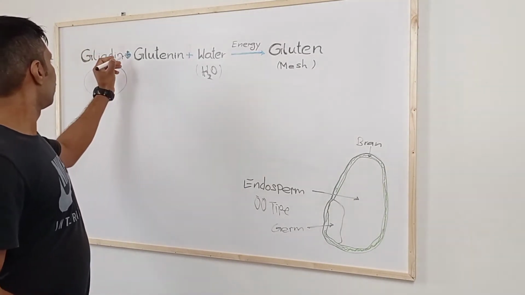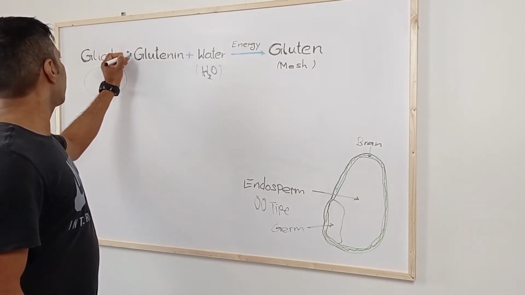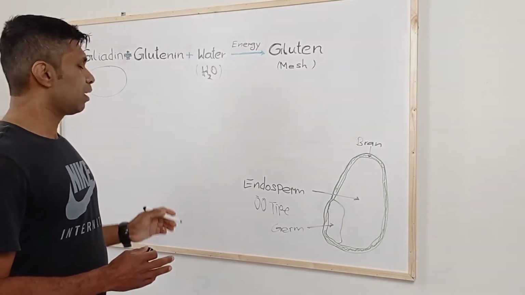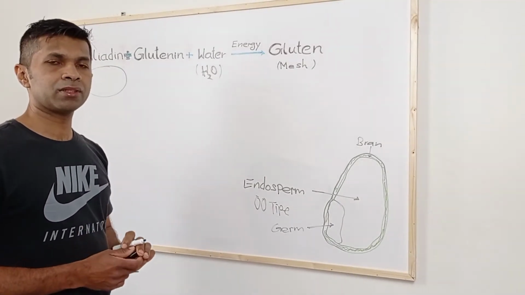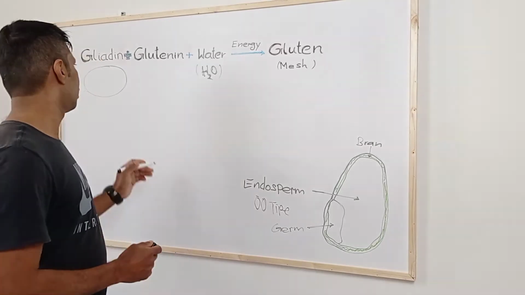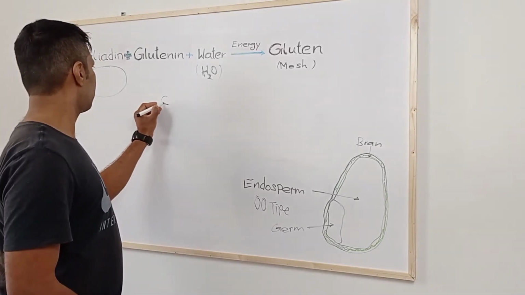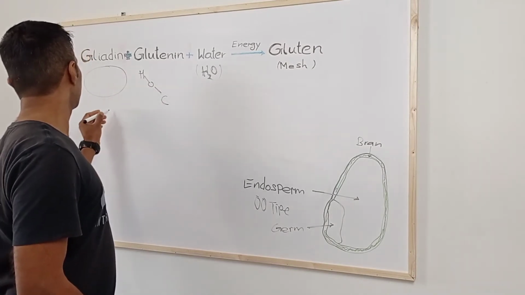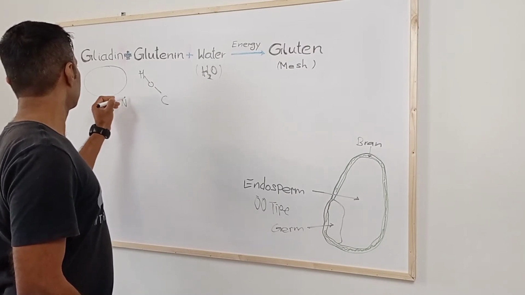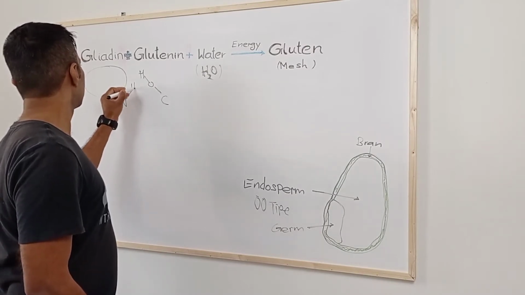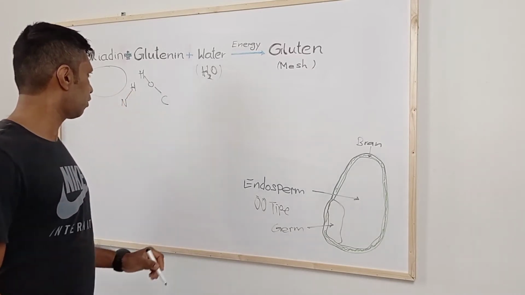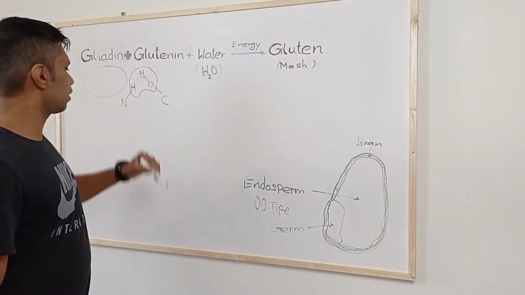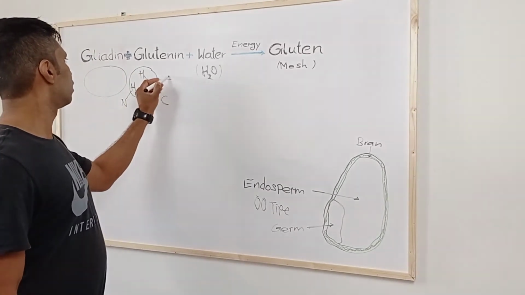Now, when the gliadin and glutenin bind together, there are mainly two types of bond. They are called the peptide bond and the disulfide bond. When the peptide bond is forming, there is a carbon, oxygen, hydrogen, and another protein here, the other part is a nitrogen. There is hydrogen. Now what will happen? These three parts, two hydrogen and one oxygen, become a water molecule.